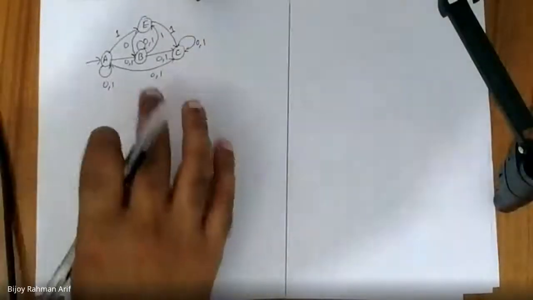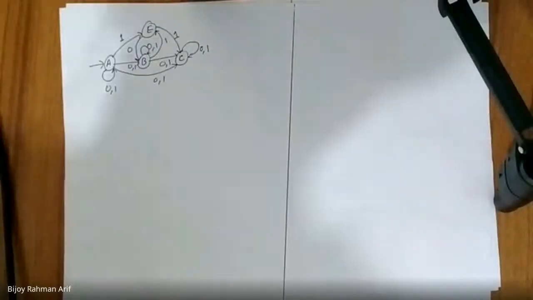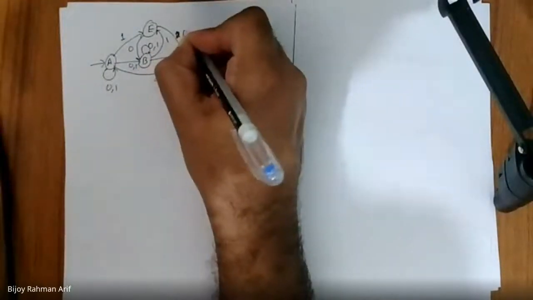So this is the converted one. Sir, should that be zero, E seeing 0 instead of E seeing 1? Oh, right. Thank you.